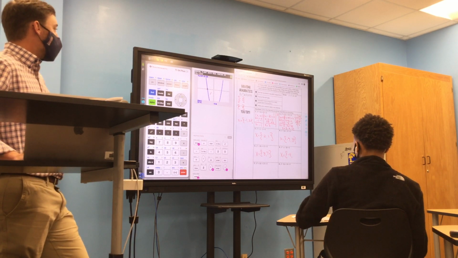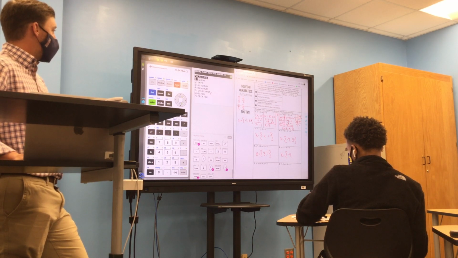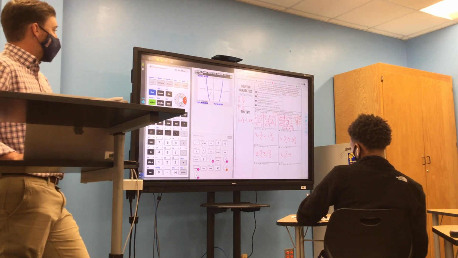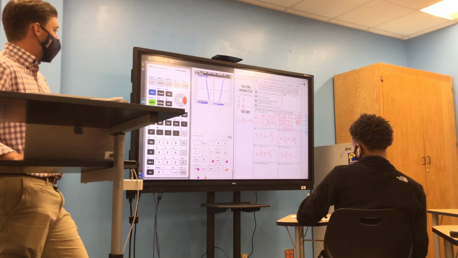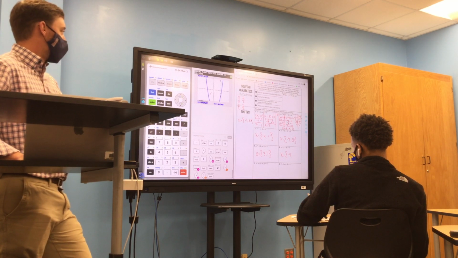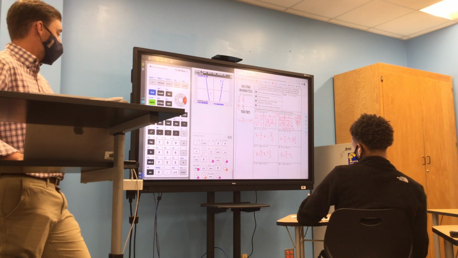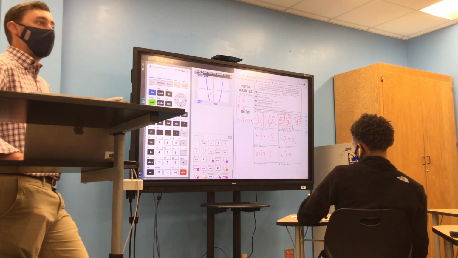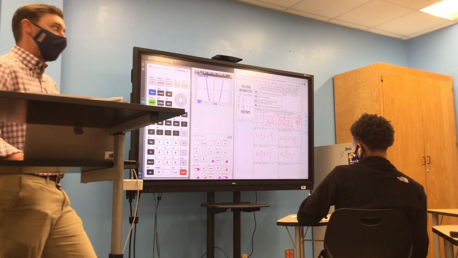Alright, now let's look at the other one. We're gonna go second trace 2 again, and we need to look at the one on the right. Scroll till you see it. We want to be on the left side of where it crosses for the first one. Press enter. Then we want to be on the right side where it crosses for the other one. Press enter. Press enter a third time to get your 0, which is at 5.